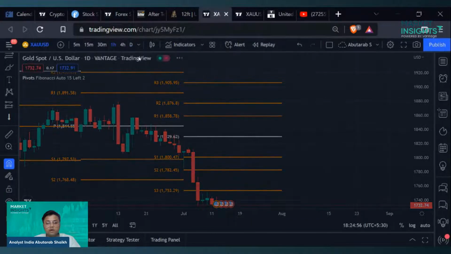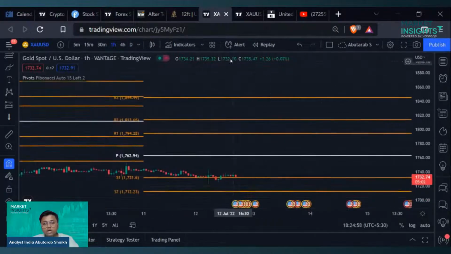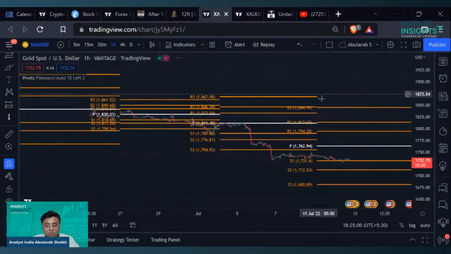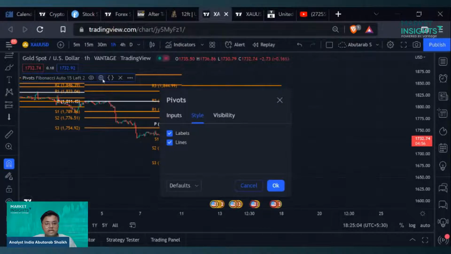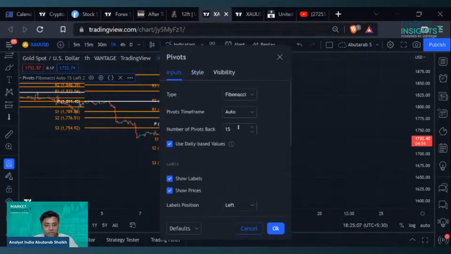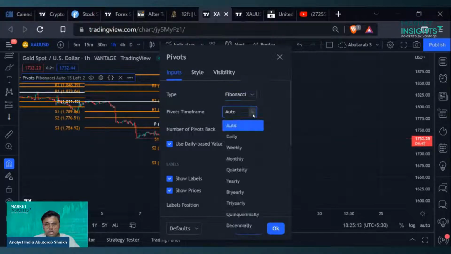But sir, if I want to trade in swings, in shorter time frames, what shall I do? So you choose a smaller time frame because it is auto. Let me show you the settings, how it is looking. So this is the input. I have chosen Fibonacci. Fibonacci is a bit better, I would say. Pivot time frame, you have to select auto.